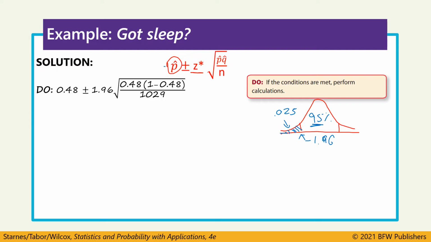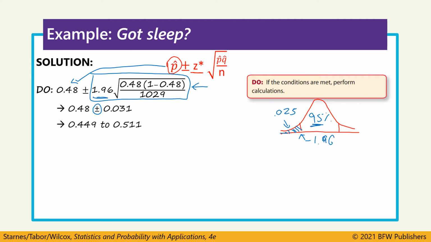So we have our p hat of 48%, we have our critical z-score, and then we have the square root of p hat q hat over n. Our margin of error here we can simplify to 0.031, and then as a last step we're going to add and subtract that from the point estimate of 48%, and we get an interval of 0.449 to 0.511.